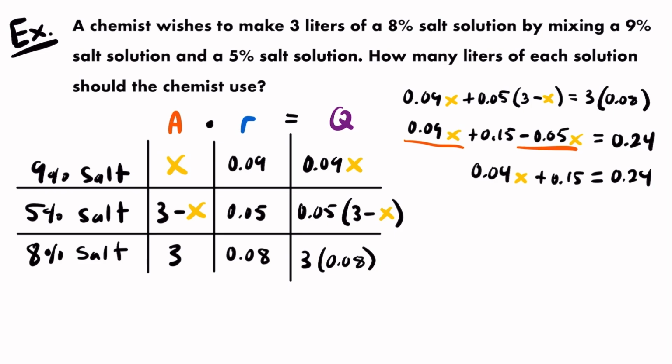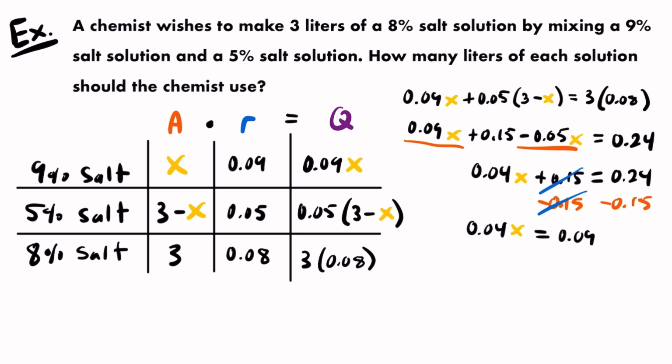That's good. But before we can solve for x, we do need to get rid of this constant term. So let's subtract 0.15 from both sides of the equation. That will leave us with 0.04 times x is equal to 0.24 minus 0.15, which is 0.09. So we have 0.09, and that's it. 0.15 minus itself is 0, so that's gone, and this is all we are left with.